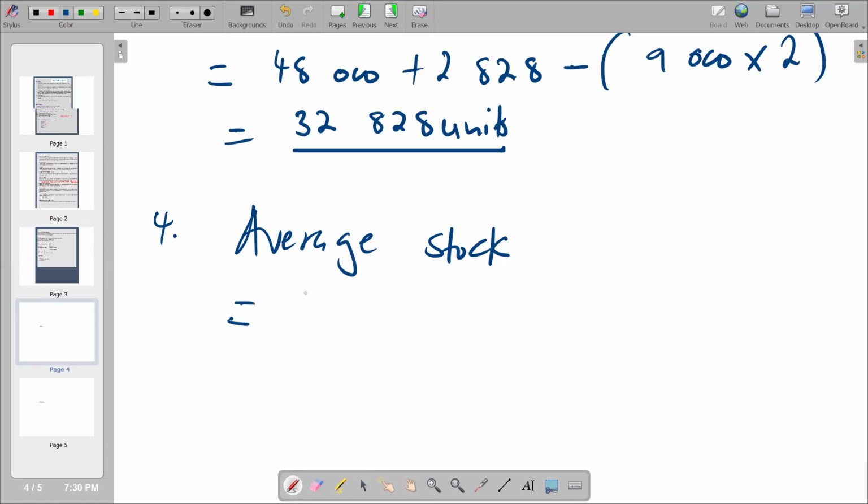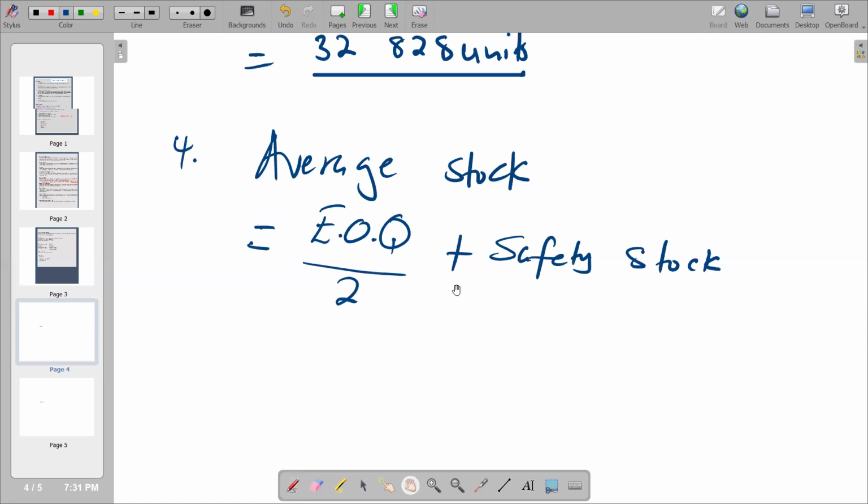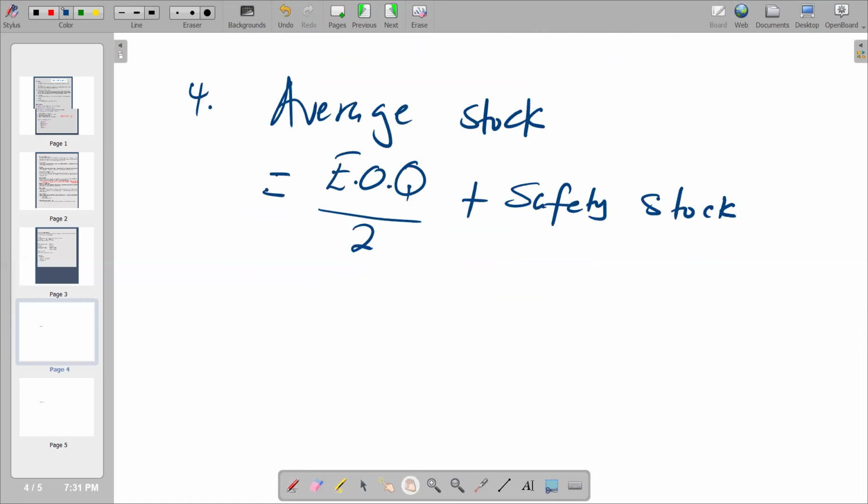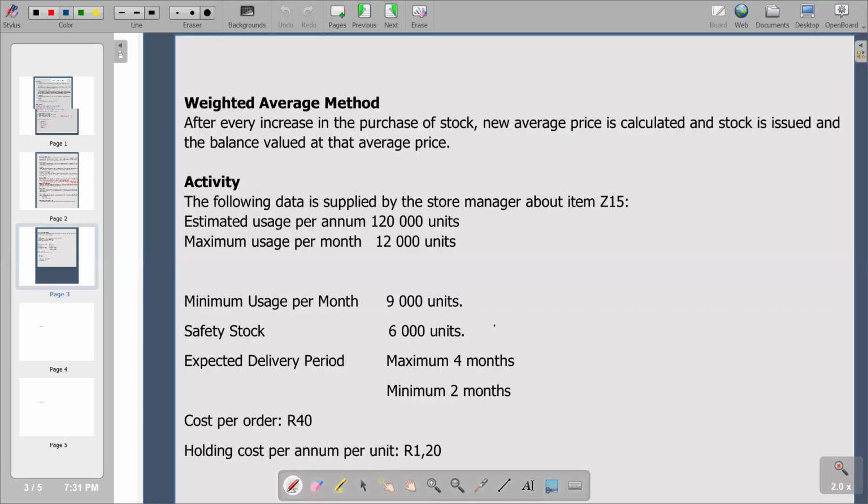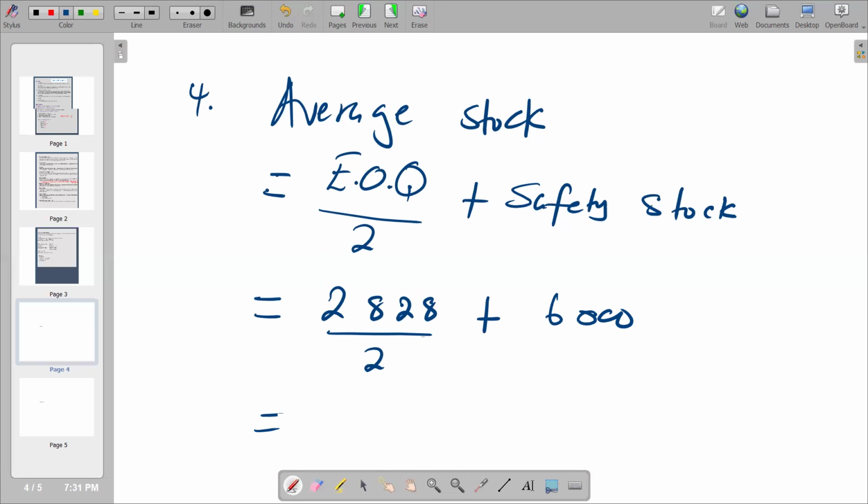It is equal to your economic order quantity, which we can take as the order size. And then to the answer that you get, you are supposed to add your safety stock. We have already calculated the economic order quantity. We got it as 2,828. Then we divide by 2, and the safety stock in the question is 6,000 units. You add your 6,000 to the answer. So we are saying our final answer.